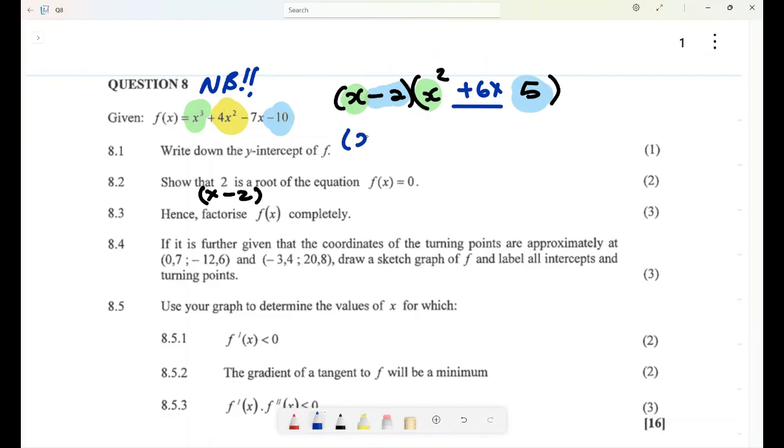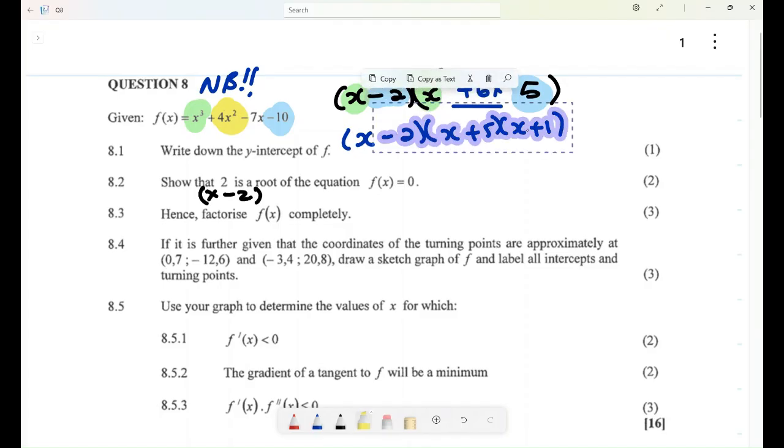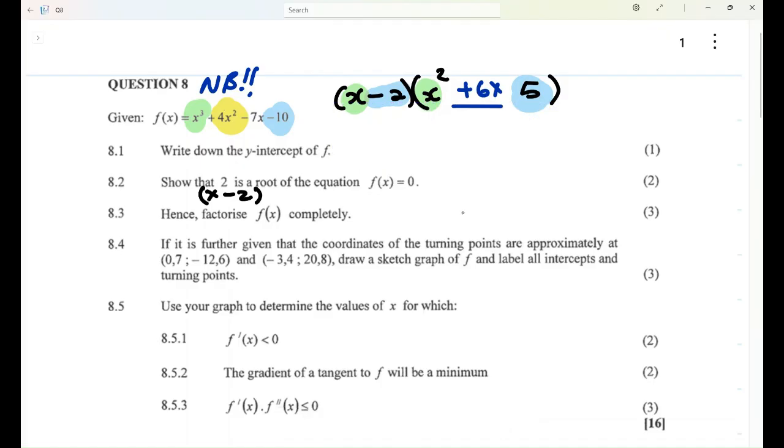Then let's factorize fully. x minus 2, x plus 5, x plus 1. This is us factorizing fully. They just say factorize f of x completely. They did not say find factors, right? So this is our answer thereof. I think I'm going to need these answers later on, so let's just move them there. Okay.